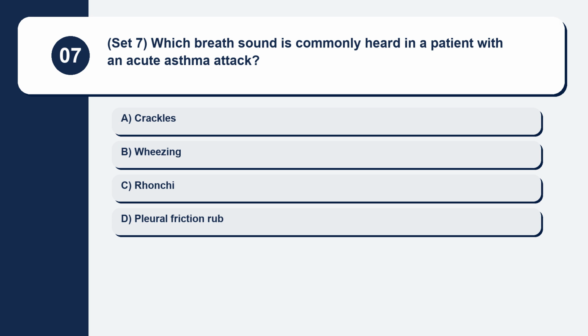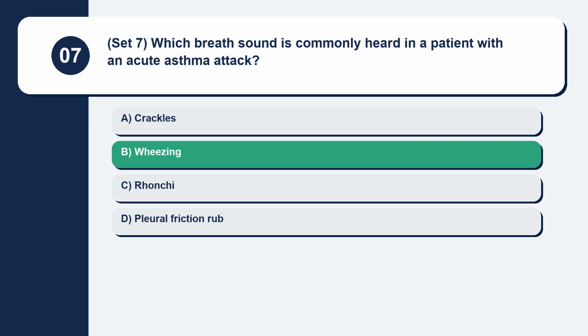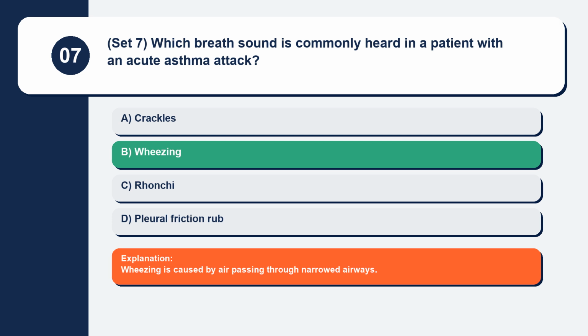Question 7. Set 7. Which breath sound is commonly heard in a patient with an acute asthma attack? Crackles, wheezing, rhonchi, pleural friction rub. Wheezing is caused by air passing through narrowed airways.